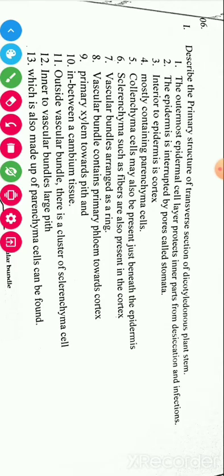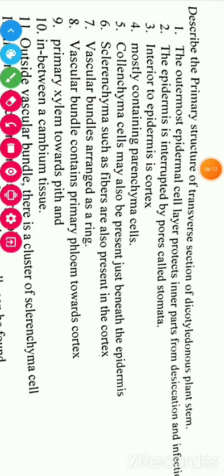The outermost epidermal cell layer protects the inner parts from desiccation and infections. What does it do? It protects the inner parts from desiccation and infection.